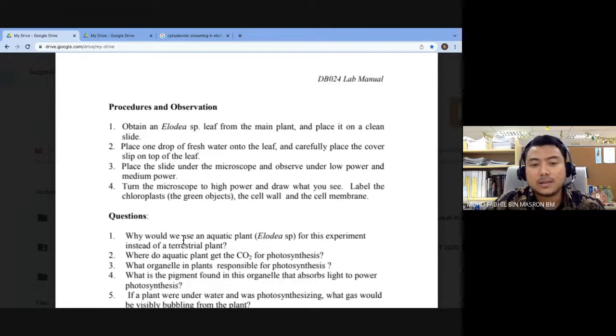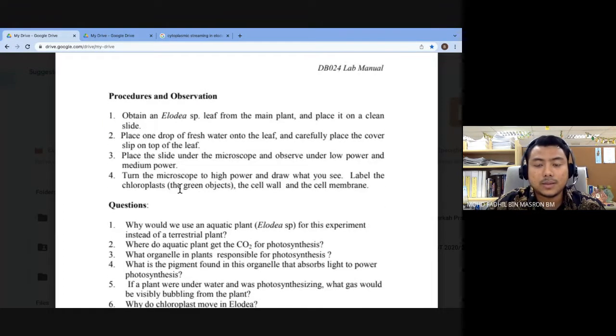Okay, turn the microscope to higher power and draw what you see. Oh, sorry, I missed one slide over here. I missed one point over here. Place the slide under the microscope and observe under low power and medium power. So first under low power and then you adjust it to medium power.